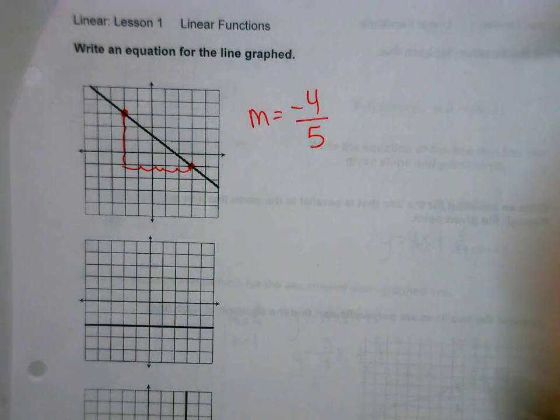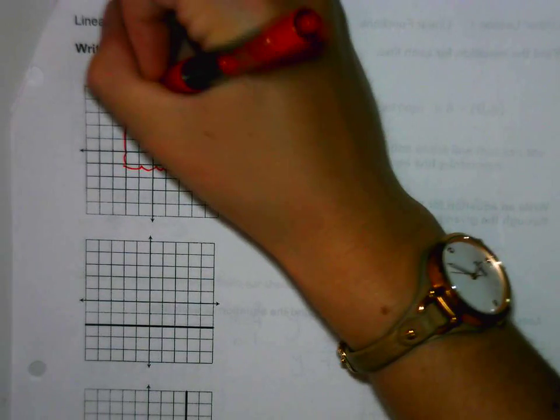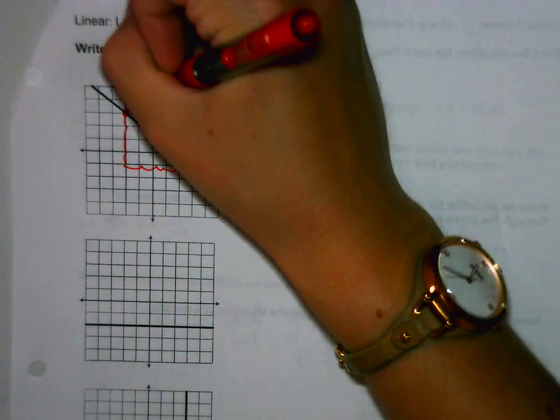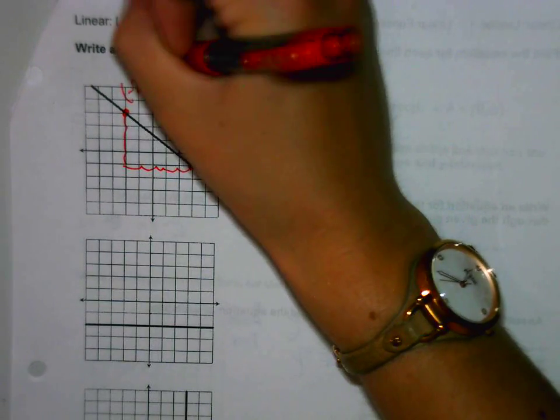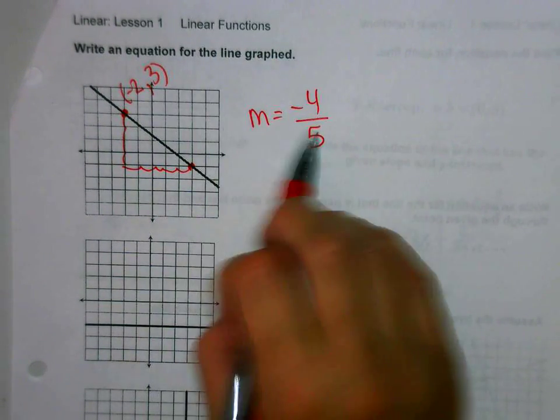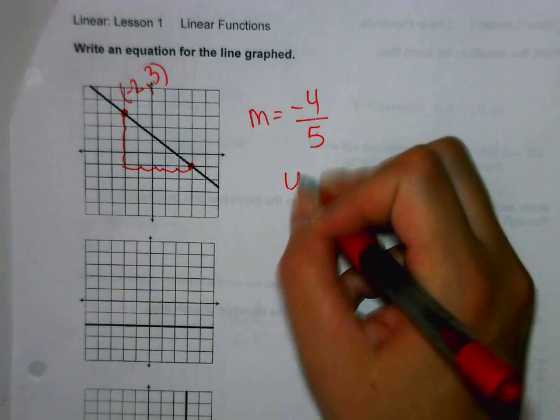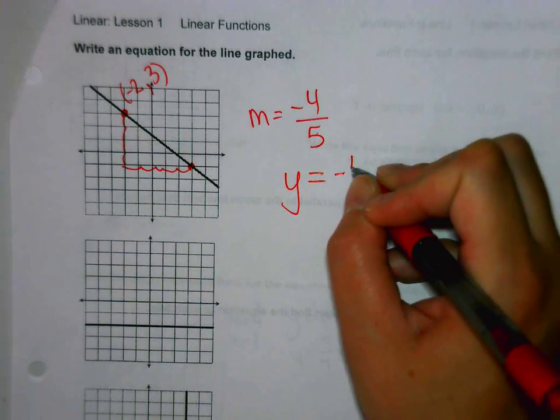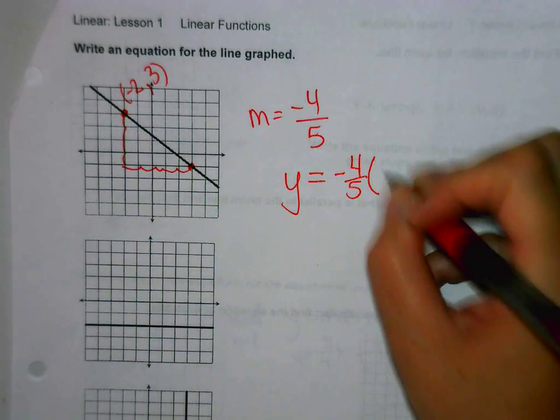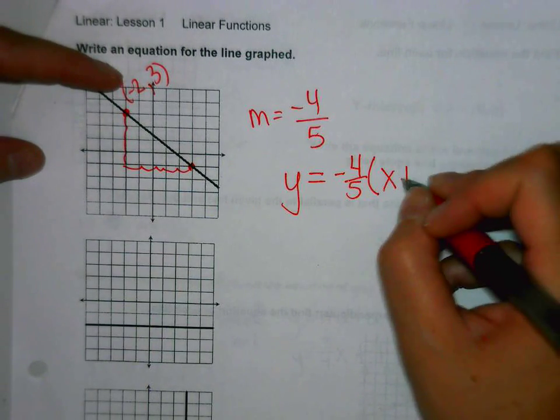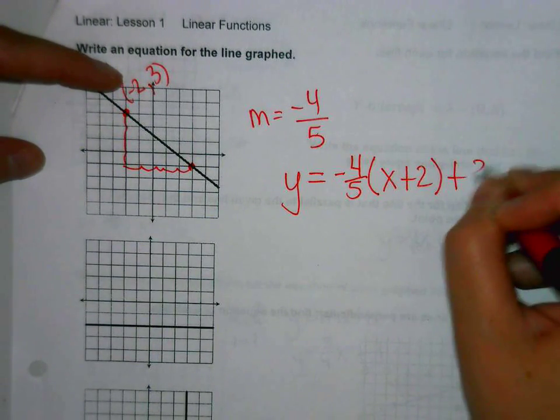And let's find a point. So here we have -2 and up 3, positive 3. Now that we know a slope and we know a point, we can write in point slope form. So y equals our slope, which is negative 4/5, times x minus negative 2, so plus 2, plus 3.